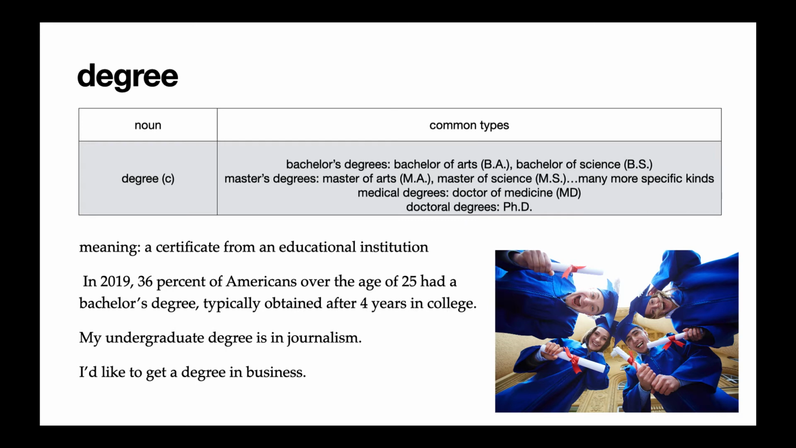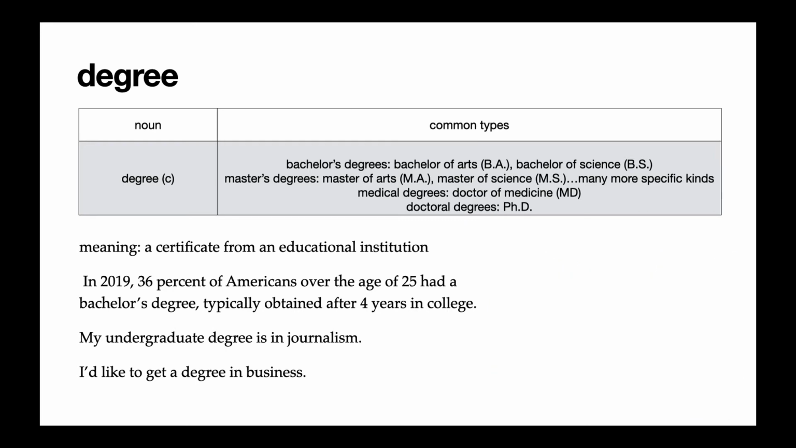So our example was in 2019, 36% of Americans over the age of 25 had a bachelor's degree, typically obtained after 4 years in college. So in this chart, I wrote some common types of degrees in the United States. The bachelor's degree is usually a BA or a BS. Master's degrees can be Master of Arts, Master of Science. Those are general kinds of degrees, but there are many other specific kinds.